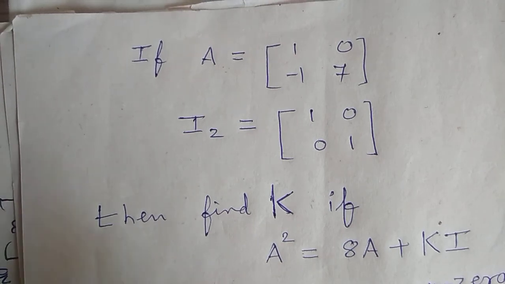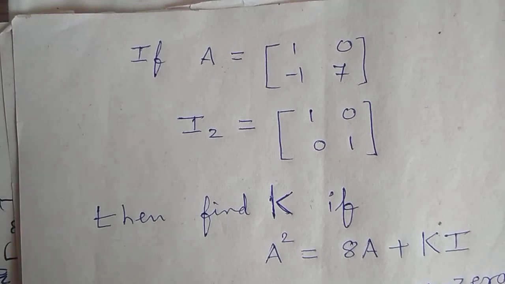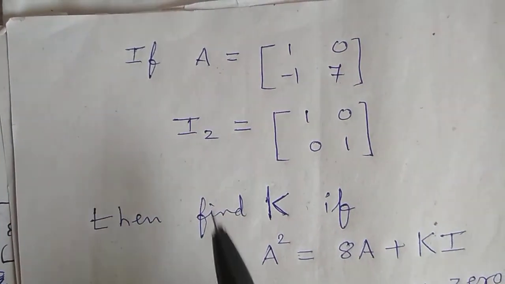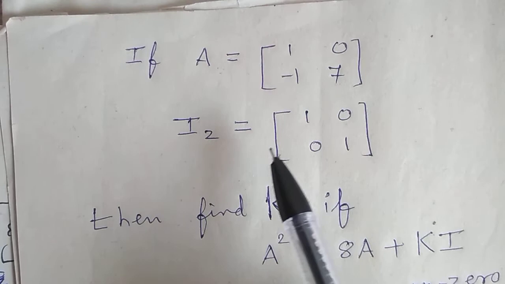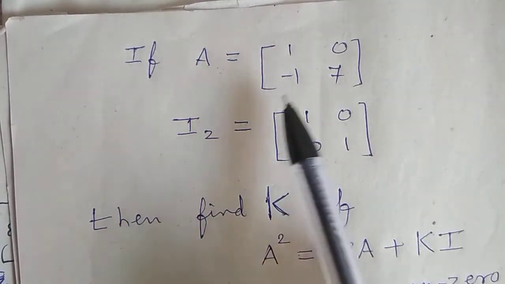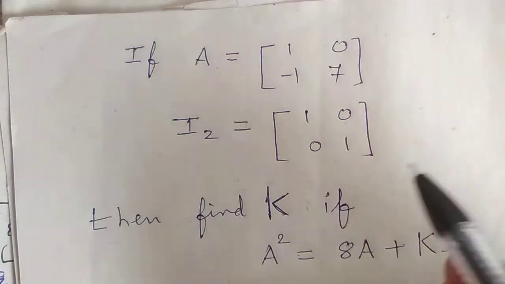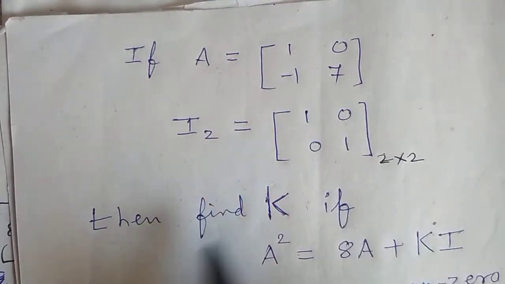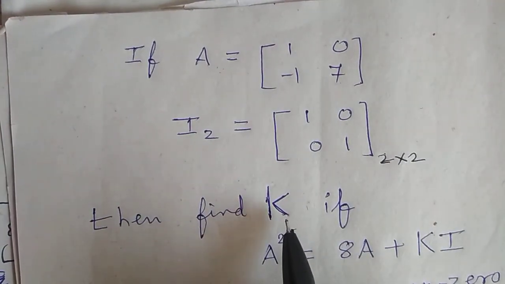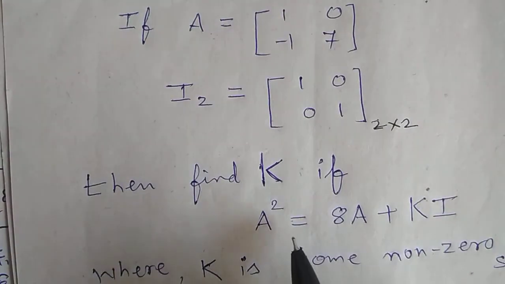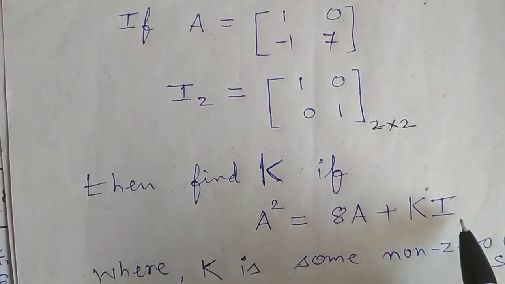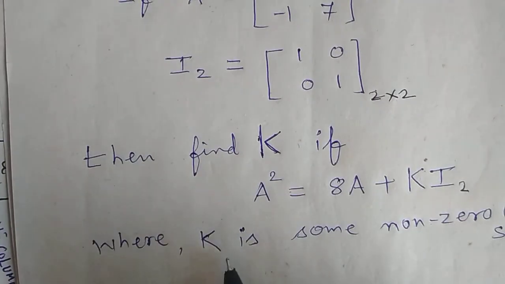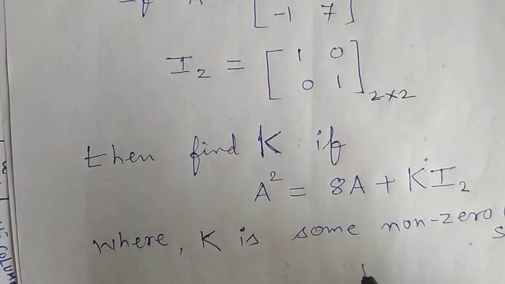Hello students, based on matrix multiplication, we have a very important question based on 2 by 2 matrix multiplication. We have a matrix A = [1, 0; -1, 7] and the corresponding 2 by 2 identity matrix [1, 0; 0, 1], and we have to find a scalar k such that A squared is equal to 8A plus k times the identity matrix I2. Here k is some non-zero scalar number.